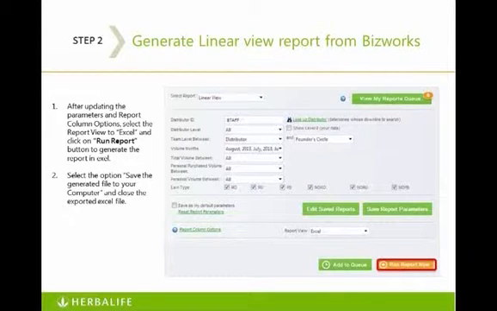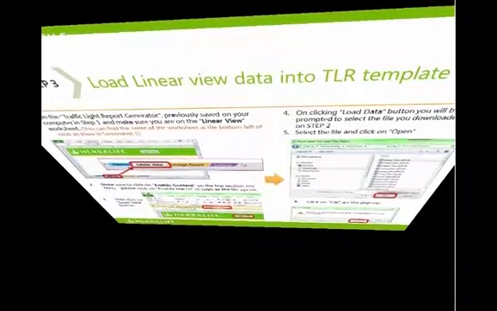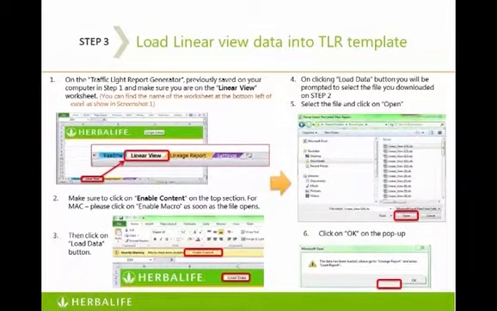So rather than having to wait, sometimes if an organization is very large, 30 seconds to several minutes while that report is being generated, you can choose to run it to the queue and then continue doing other things while it's running in the background, and then come back and grab that generated report at a time that's convenient for you. But anyway, on this particular screen, once you set the parameters, you are going to hit Run the Report Now. And when you run the report, you're going to download it to a location of your choice, and that's when you're going to move on to step 3, which is load the linear view data into the new traffic light report generator template.